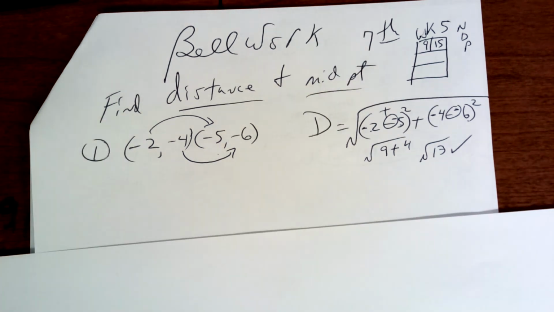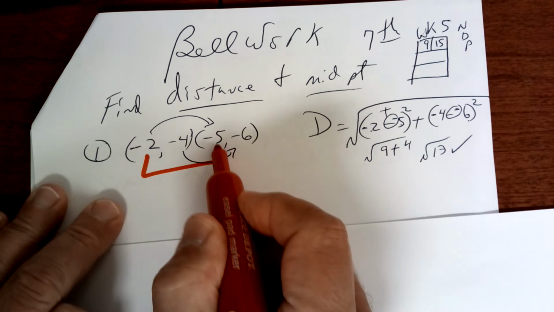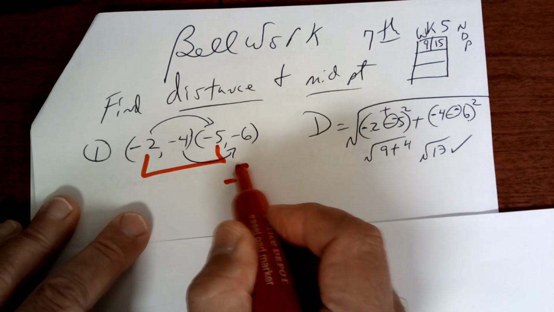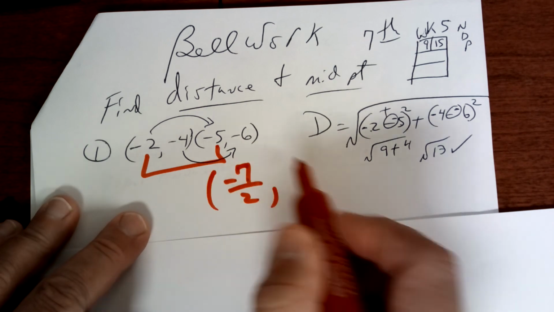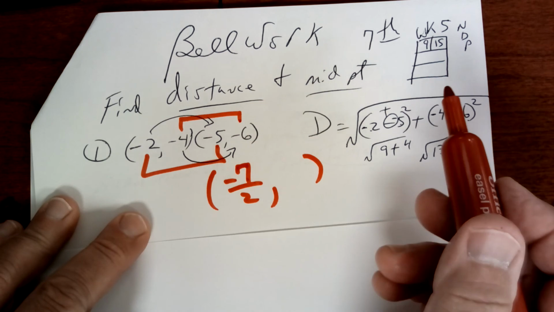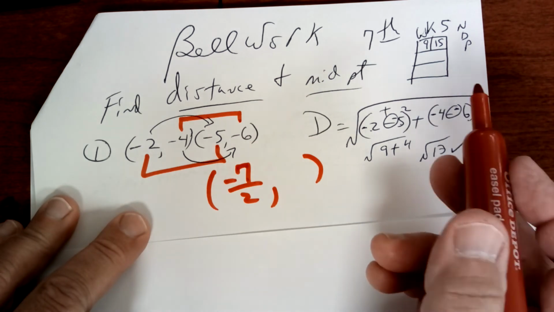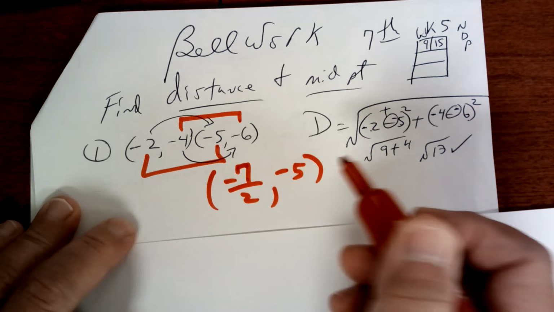To find midpoint, well, midpoint you got to add up your x's. So the x's are the first, so that's going to be a -7 divided by 2. That's a -10 divided by 2 is a -5, and that's the midpoint.